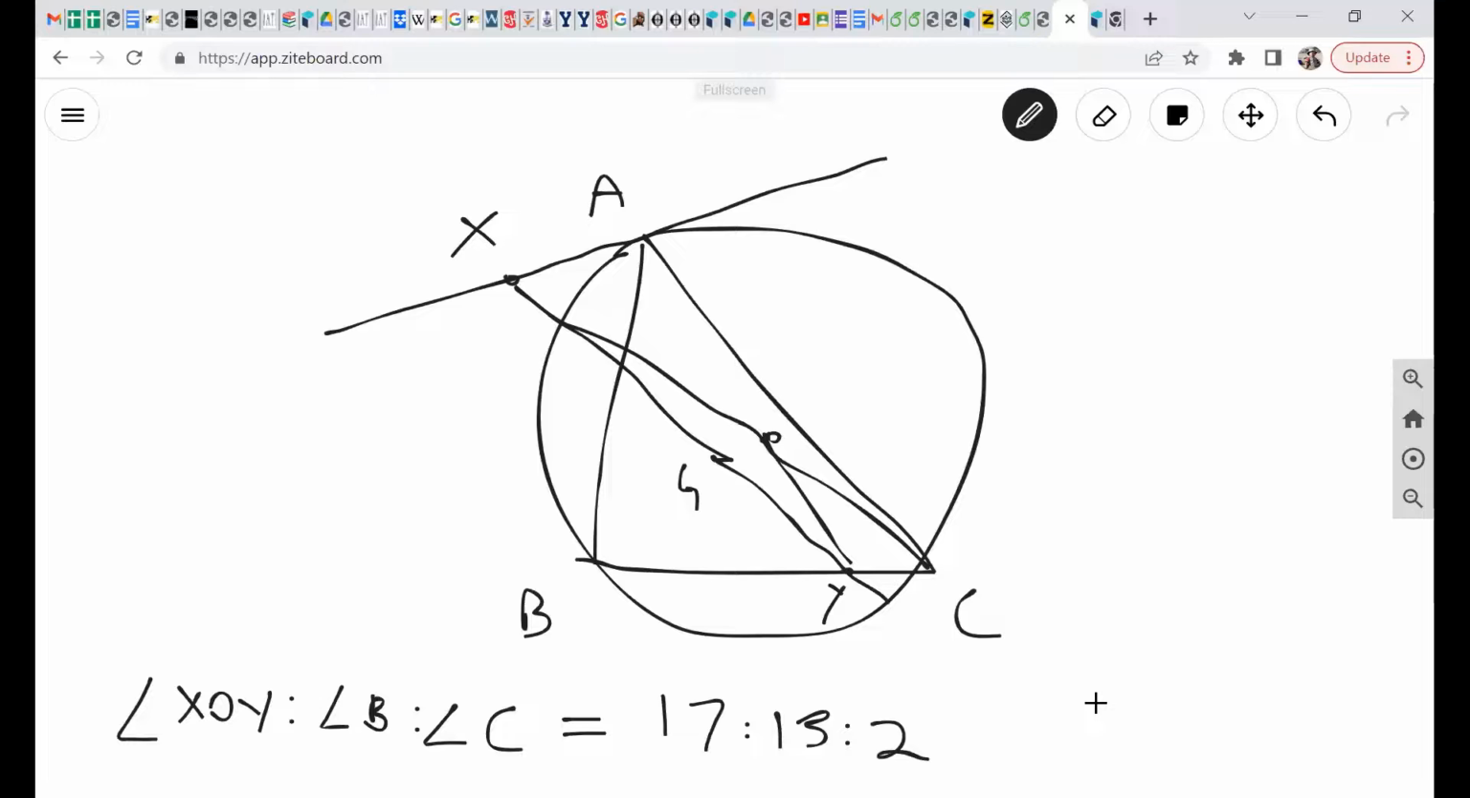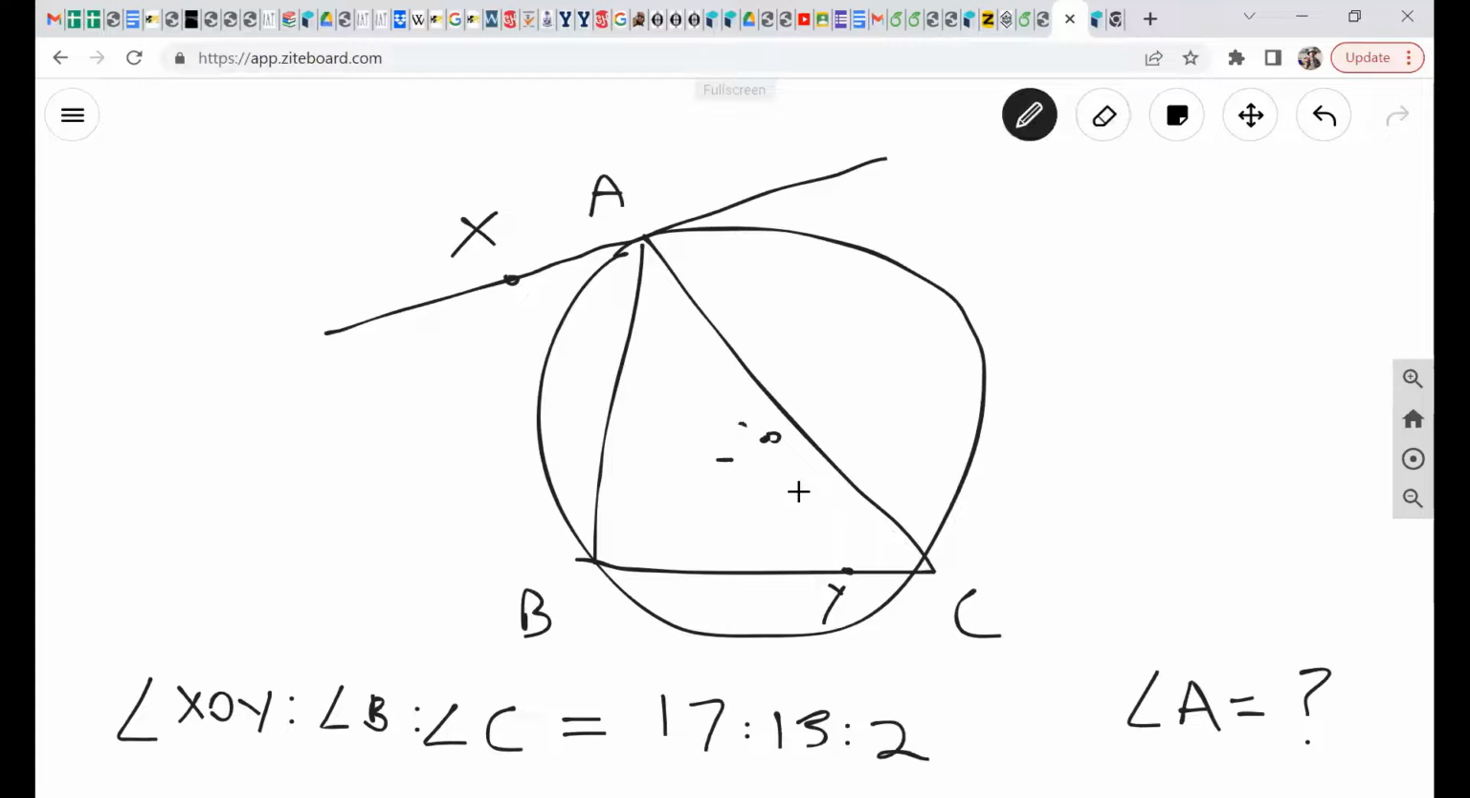And so we're trying to find angle A. The way we do this one is we try to induce cyclic quadrilaterals into this diagram. Let me try to draw a few of these things better.